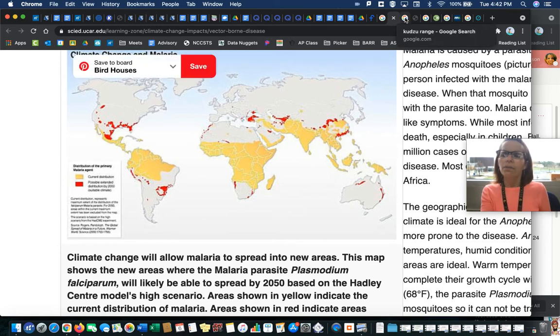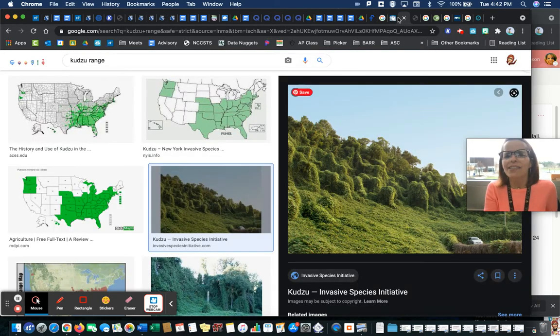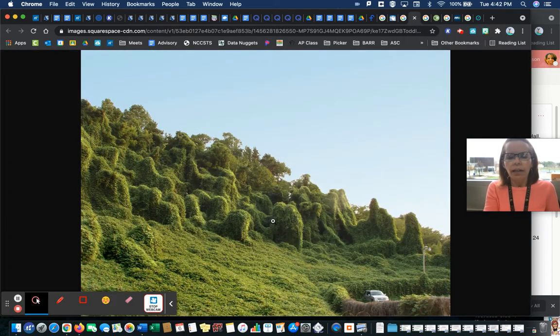I was going to show you a couple others. Oh, kudzu. Oh my gosh, this is the creepiest thing ever. So kudzu is a plant. I know it's mentioned in your textbook. Kudzu is a plant. It's an invasive species. It doesn't belong in the United States. It was brought here, long story, I'm not going to go into the details, but it has exploded because of lack of predators. So that's usually what happens with invasive species.